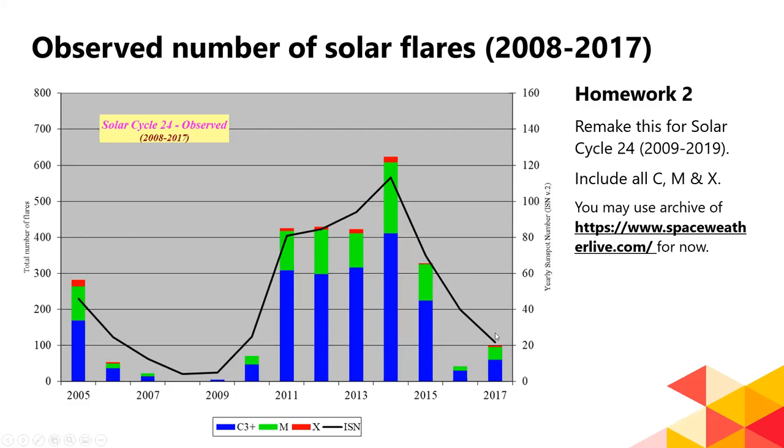In fact, this previous solar flare, the largest solar flare in solar cycle 24, happened during solar minimum. Okay, now for your second homework, I want you to remake this figure for the current solar cycle from 2009 to 2019. But this time we're going to include all C class, all M class, and all X class. And you're going to use the spaceweatherlive.com data. Later, at the end of the class, I will show you how to do homework number two, or how we get this statistics.